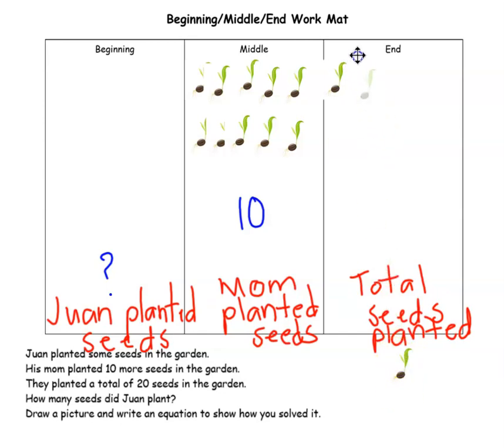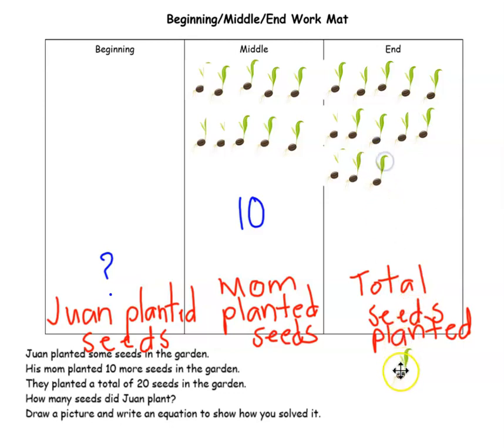1, 2, 3, 4, 5, 6, 7, 8, 9, 10, 11, 12, 13, 14, 15, 16, 17, 18, 19, 20. So they planted 20 seeds together.